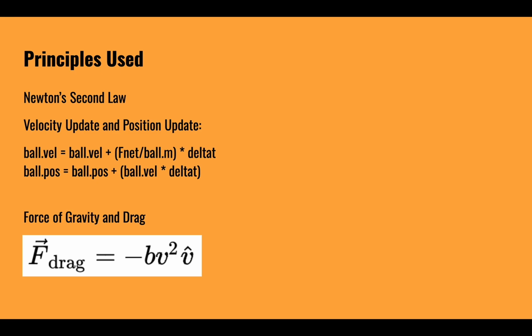So the principles used: we use Newton's second law, the velocity update and position update formula. So we have my code here, which is the velocity is F net over the mass of the ball times delta t, and then the position is the position plus the velocity times delta t for the position update. And we also have the force of gravity and drag. So we have F drag equals negative b, which is a constant we will use, times velocity squared times velocity hat.